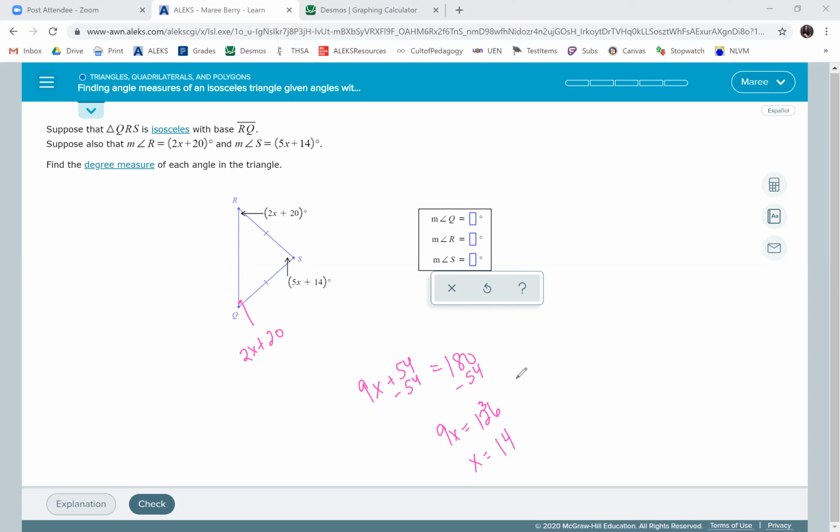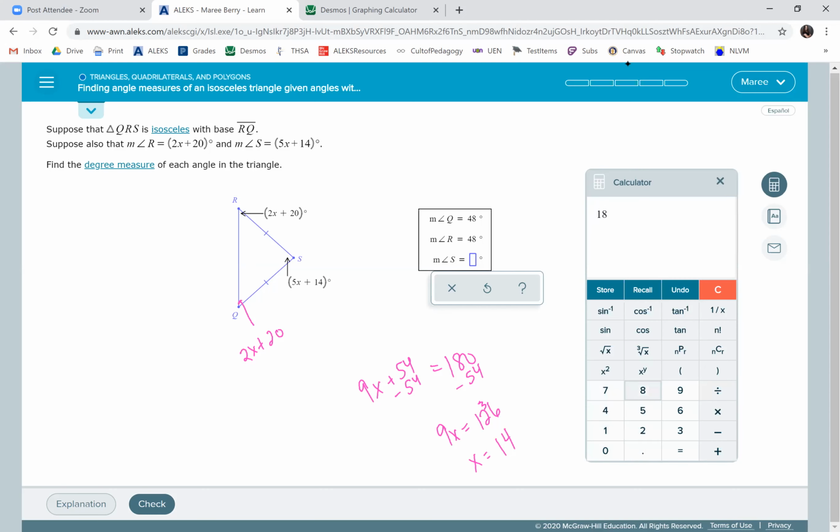So since x is 14, I'm going to double that, get 28, plus 20 is 48. So I know R and Q are both 48. Then I'm going to do 180 minus 48 minus 48. That'll give me the third angle, which is 84. So this one will be 84.